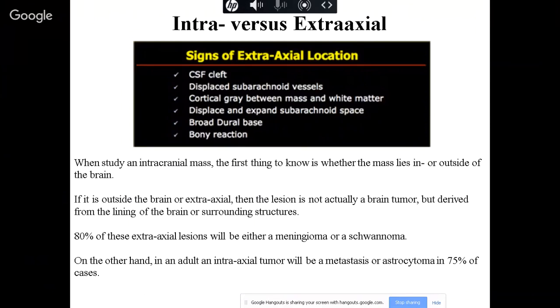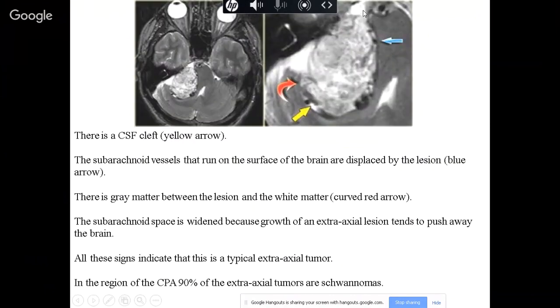So actually, mainly we talk about meningioma and schwannoma. Am I right? So that's this part. This is a CP angle tumor, okay? Remember this is a T2, so CSF is white. Between this is the CSF, which we call the CSF cleft.